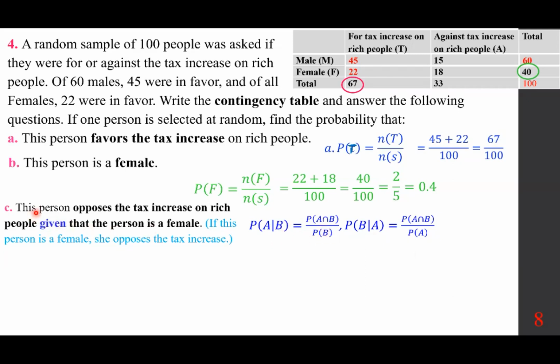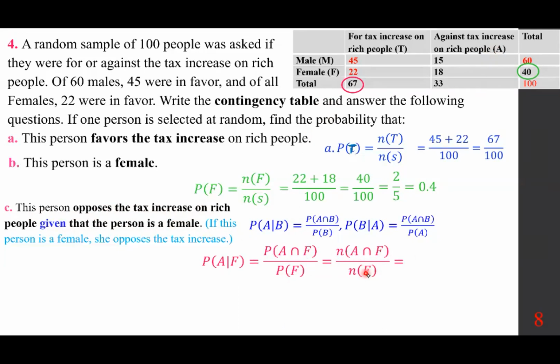In this case, this person opposes the tax increase on rich people, given that the person is a female. So after the given comes F. That's so B is replaced with F, and opposing it is A. So probability of A given F, we're going to write probability of A intersection F over probability of F, which in essence becomes N of A intersection F over N of F.